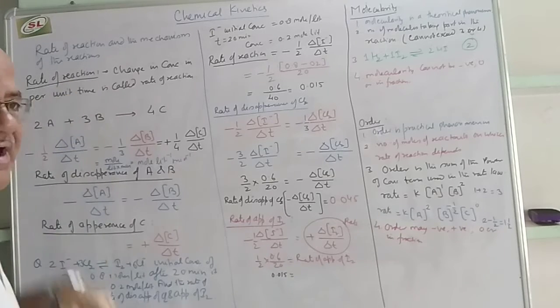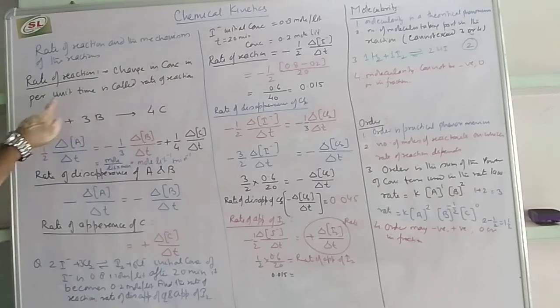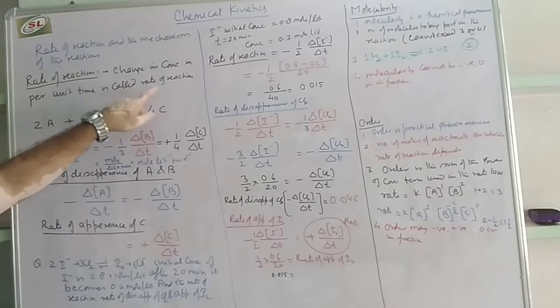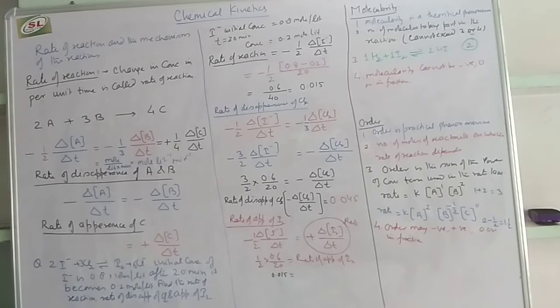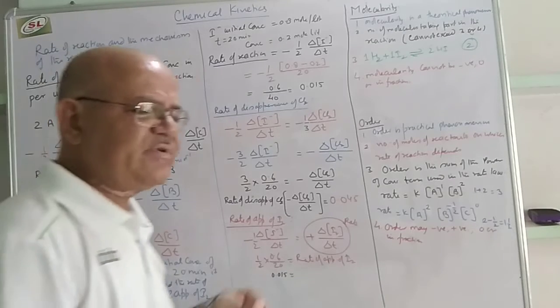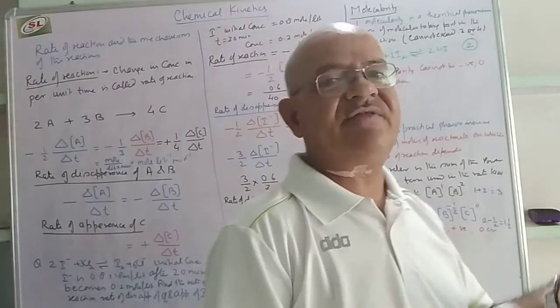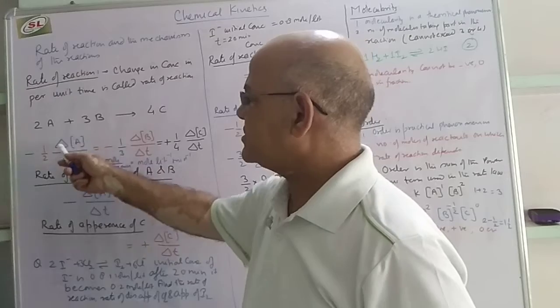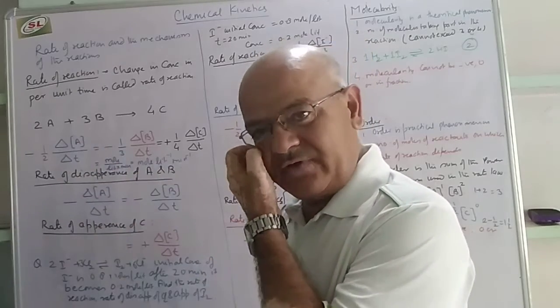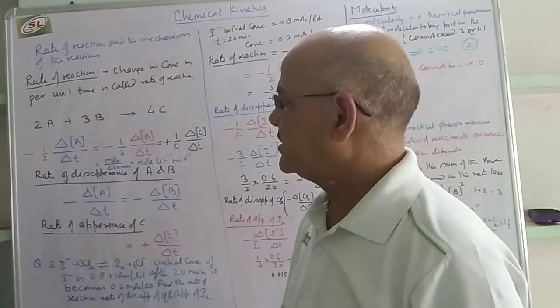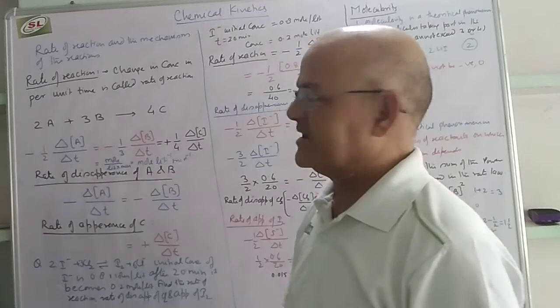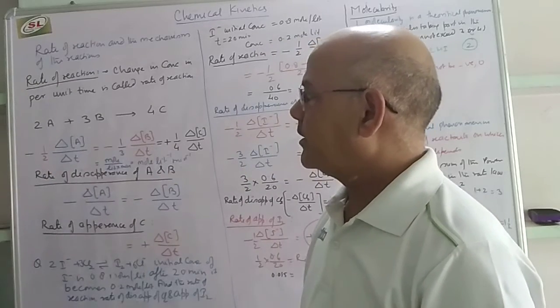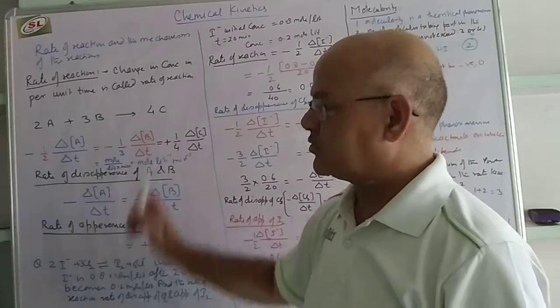First of all, we will define the rate of reaction. The change in concentration per unit time is called the rate of reaction. It is just like how we calculate the speed of any vehicle. So the change in concentration upon change in time will give the rate of the reaction. Suppose a reaction is going on like this: 2A + 3B changes into 4C.